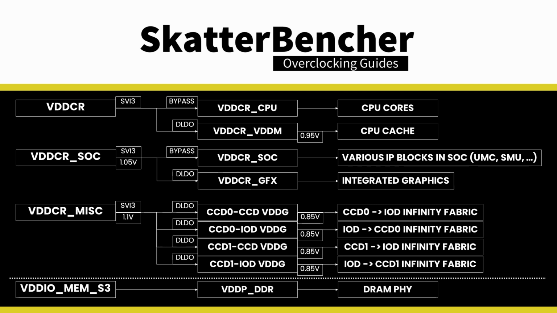The VDDIO MEM S3 voltage rail provides the external power for the VDDP DDR internal voltage regulator. VDDP is the voltage for the DRAM PHY. As a rule, VDDIO MEM should always be higher than VDDP DDR plus 100 mV. When overclocking, you may need to manually increase the VDDP voltage, as it does not automatically adjust when changing the VDDIO MEM voltage. The default VDDIO MEM voltage is 1.1 volt. The default VDDP voltage is 0.8 volt.